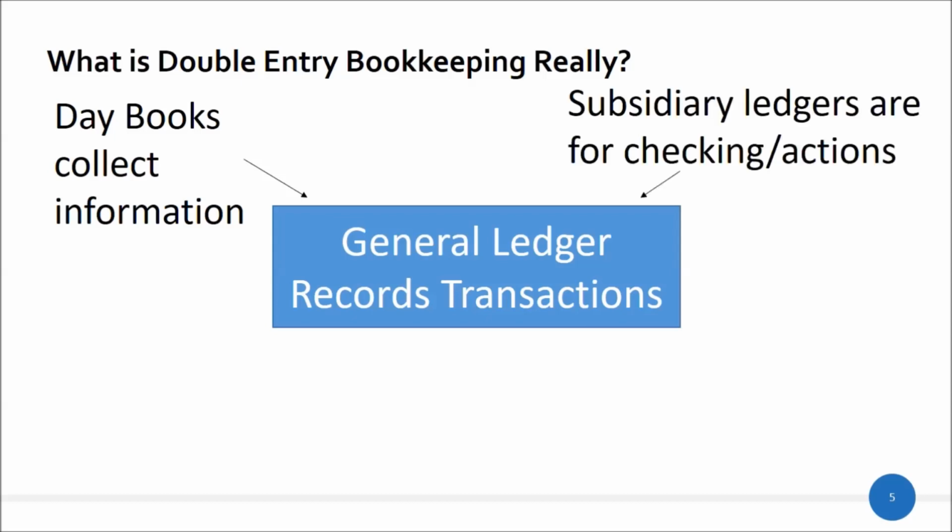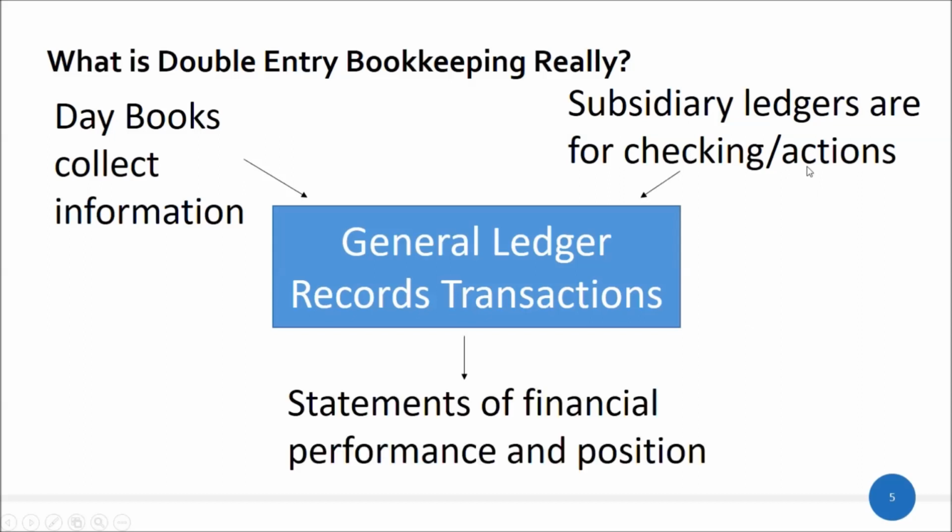We've got subsidiary ledgers like the sales ledger, the purchase ledger, a fixed asset register, something like that. All that's doing is checking items or generating actions, an aged debtors analysis, something like that. So we've got this general ledger, and the day books, which are collecting our information, and our subsidiary ledgers, that's just for checking or for actions that we're going to undertake.